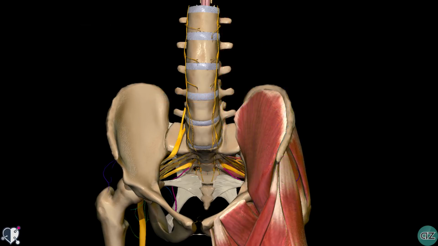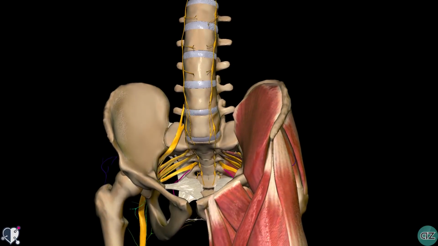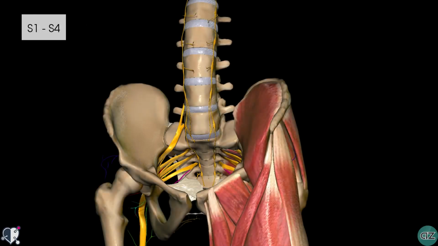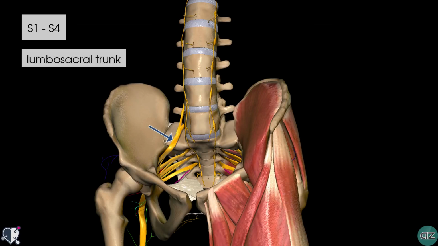The sacral plexus is formed by the anterior rami, or divisions, of the sacral spinal nerves S1, S2, S3, and S4. It also receives contributions from the lumbar spinal nerves L4 and L5, which combine to form the lumbosacral trunk. The spinal nerves from S1 to S4 form the basis of the sacral plexus.